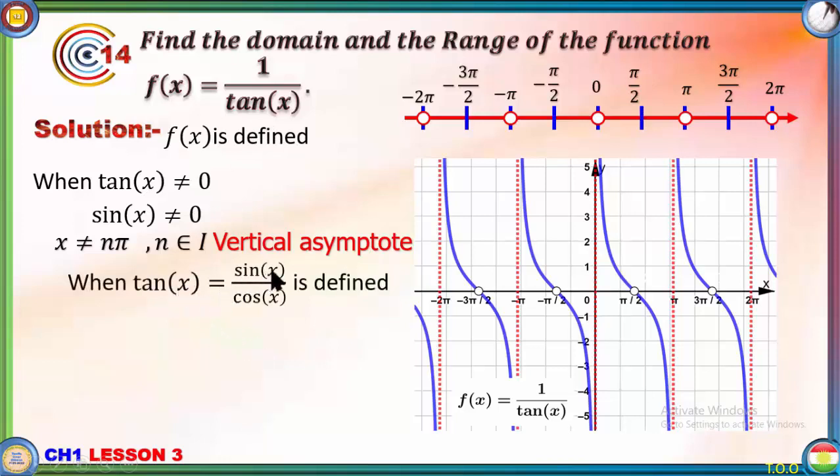But we take another possibility. Tangent x equals sine x over cosine x is defined. Tangent is defined when cosine is not equal to 0. Therefore x is not equal pi over 2 plus n pi. If we take values for n, we can see that at minus 3 pi over 2 the function is not defined. At minus pi over 2 the function is not defined. At pi over 2 the function is not defined. At 3 pi over 2 the function is not defined, continuing in this way.